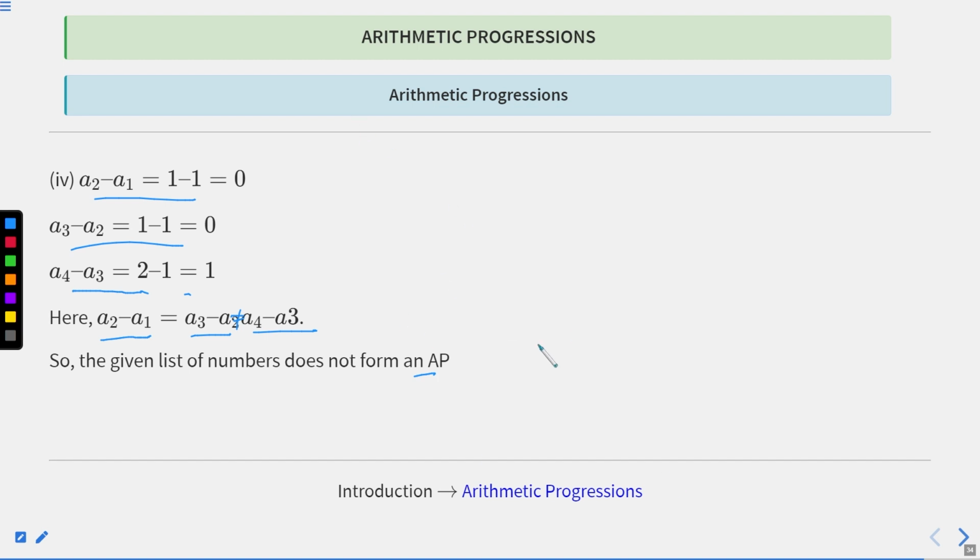So in this lecture, basically we have discussed arithmetic progressions. We have discussed, if we have a list of numbers, how we can find the first term and the common difference of the AP. And in the end section, we have discussed how to check whether a list of numbers forms an AP, and if they form an AP, then find the next two terms.